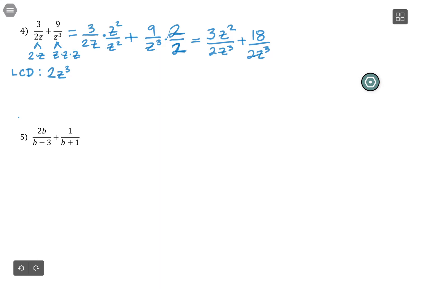And then we can perform the operation. So the operation here was addition. That's the last thing happening. So we need to perform the addition. Finally, once we have the denominators matching up, we can do that.